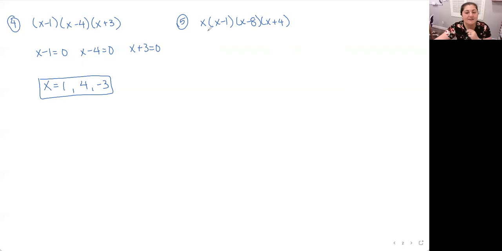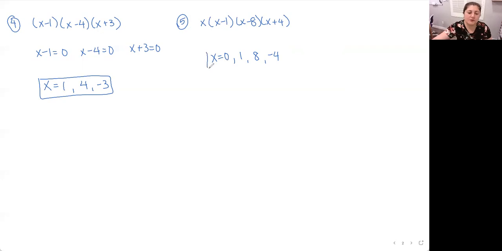Here again, I have this x is by itself. So in this case, I'm going to set x equal to 0. Then I'm going to have positive 1. Then I'm going to have positive 8 and negative 4.